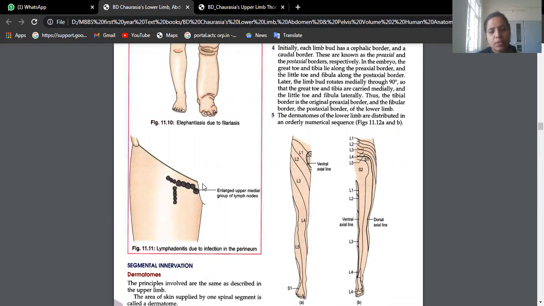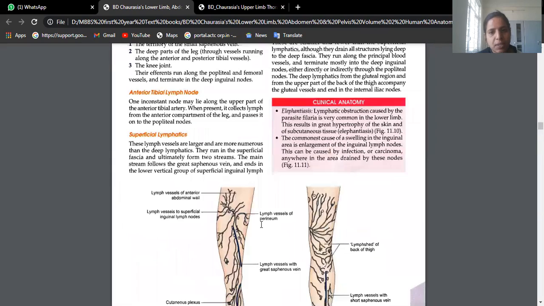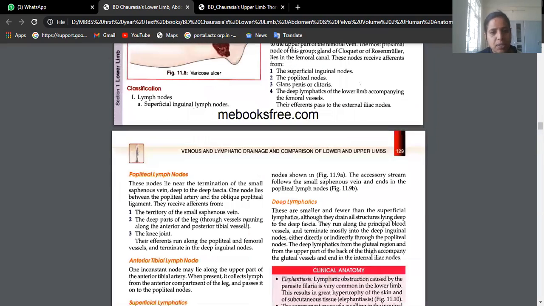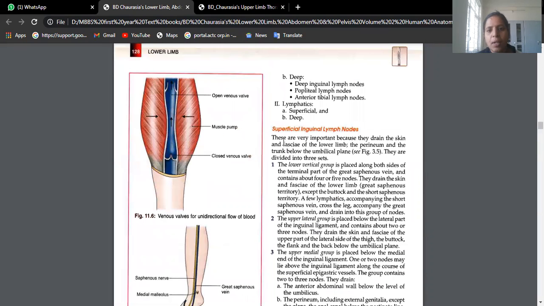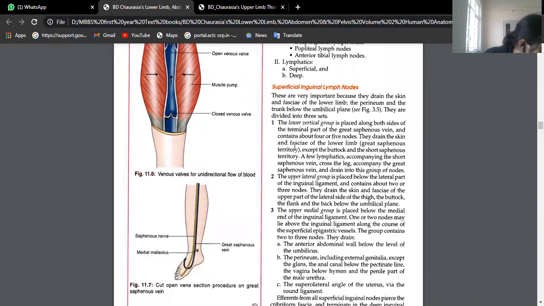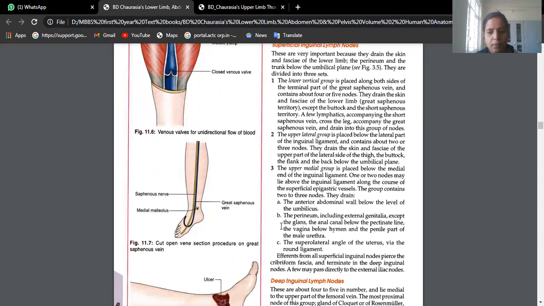Okay. So once you reflect this, then we will come across the deeper group. Those will be the deeper group of inguinal lymph nodes. Now see, superficial inguinal group of lymph nodes. See, the lower vertical group is placed along both sides of the terminal part of the great saphenous vein. Okay. Then upper lateral group, then we have upper medial group. You just check what areas they are draining.